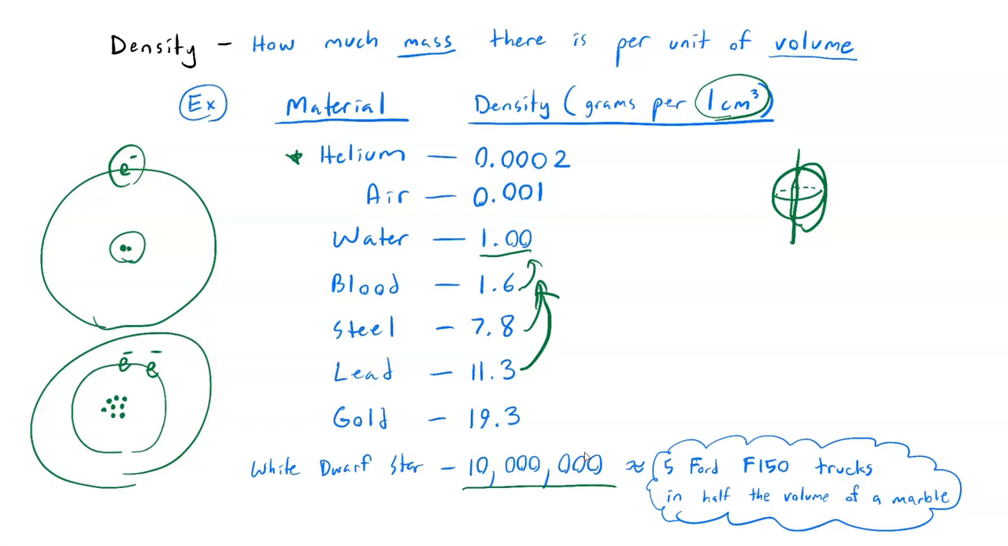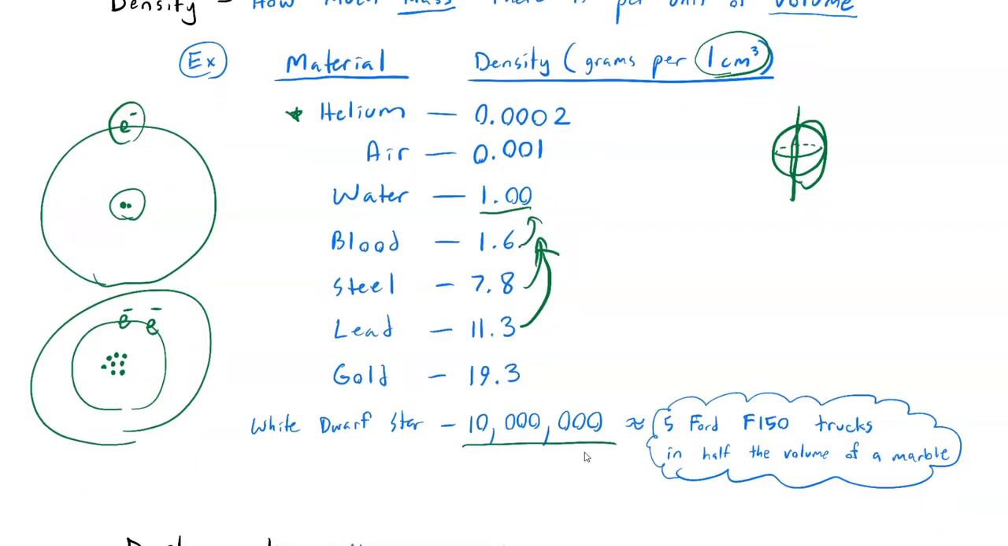So if you squished everything together as close as it could be, and it's crazy hot and squeezed together, every half of a marble would weigh about as much as 4 Ford F-150 trucks. Or 5, I can't read my own writing. Think about that. 5 giant American trucks in the size of a half of a marble.